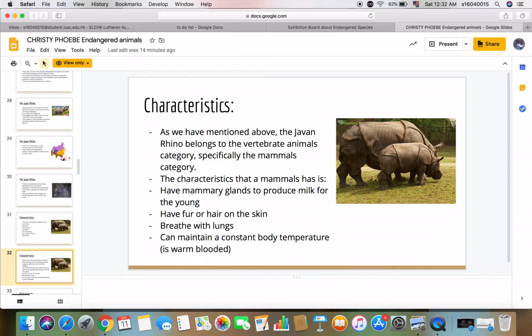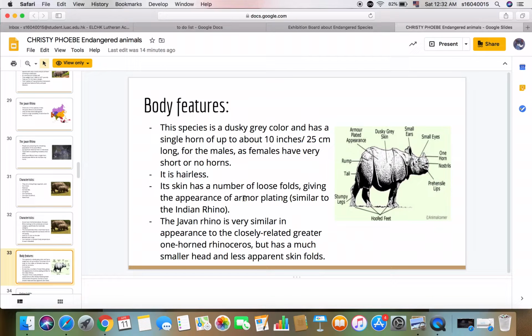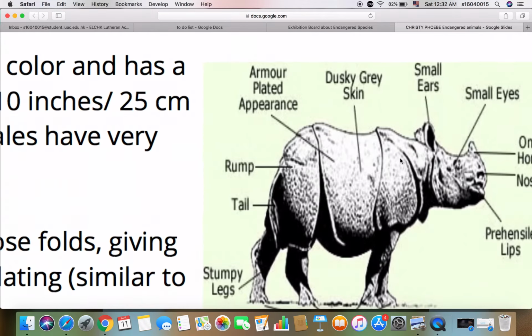As you have mentioned before, the Javan rhino belongs to the vertebrate animals category, specifically the mammals category. So the characteristics of a mammal are that they have mammary glands to produce milk for the young, have fur or hair on the skin, breathe with lungs, and can maintain a constant body temperature. So that means that it is warm-blooded. So here are some features you can see.